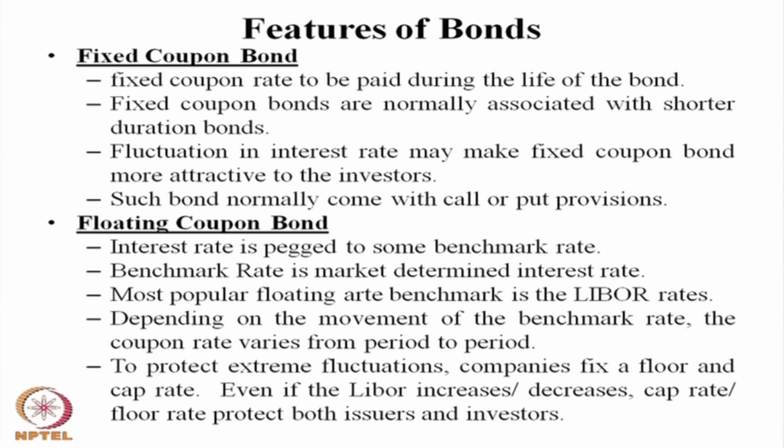A company generally fixes what is called a floor limit and a cap limit, because neither the investor nor the issuer of the bond should face any kind of problem with the fluctuation of the benchmark rate. Excessive fluctuation, on both the negative side and the positive side, should not affect the issuer of the bond or the purchaser of the bond, and for this reason benchmark rates generally have a floor and cap limit.